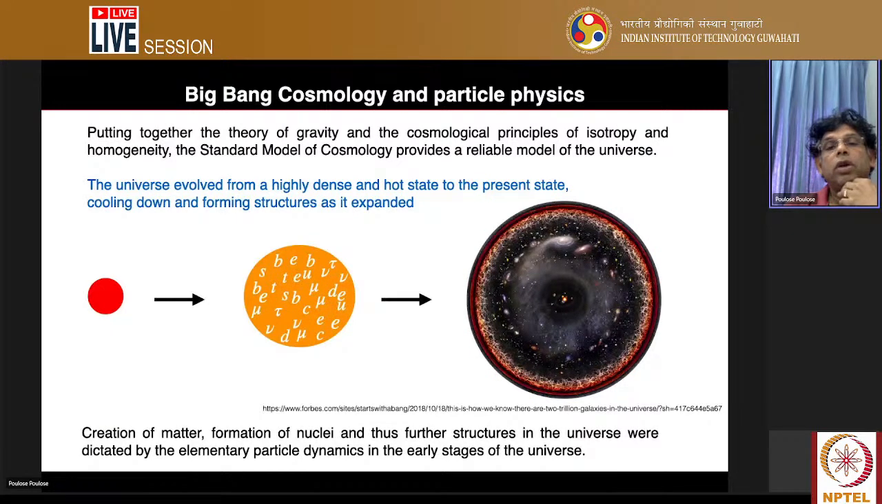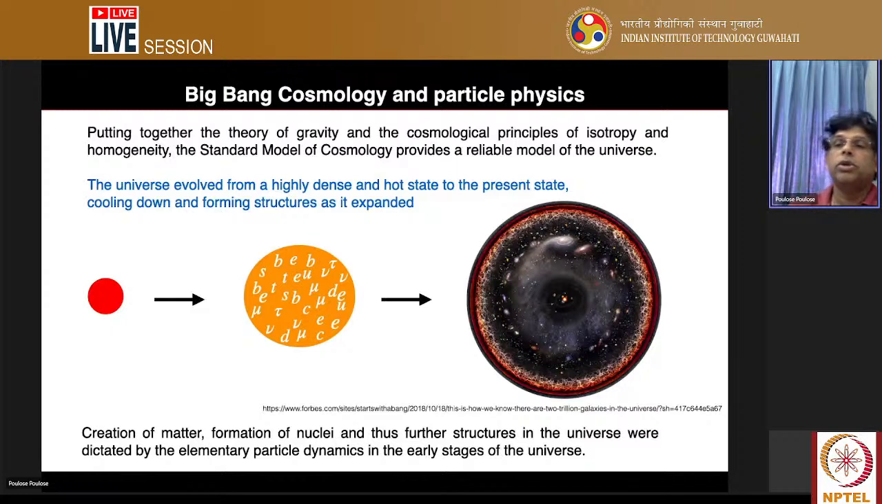And after a long time, the temperature is of the order of the atomic spectra, the energy levels of the atoms, and at that stage the electron can combine with a proton to form a hydrogen atom, and this kind of thing goes on, and therefore these neutral atoms are formed.